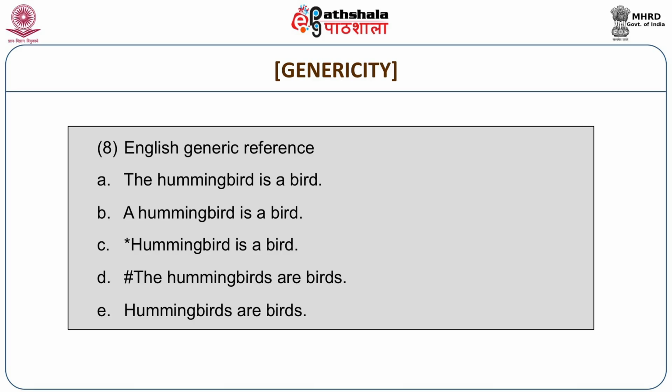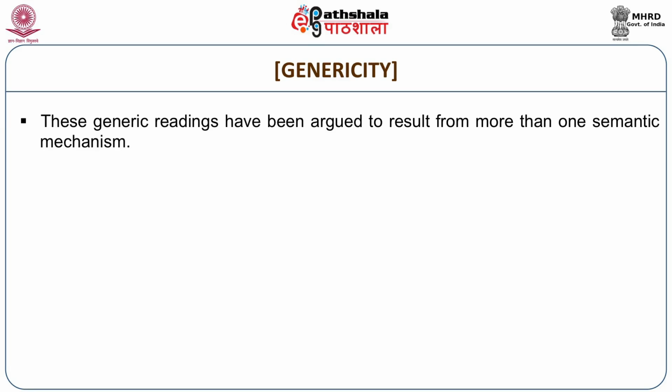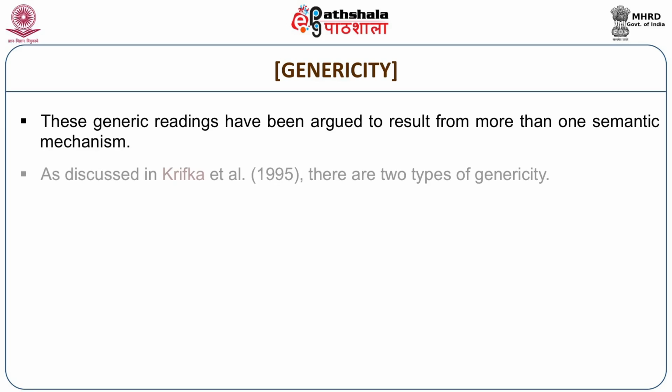Definite plurals, on the other hand, lack a generic reading. So, if you said something like "the hummingbirds are birds," the only reading available is that some salient set of hummingbirds, for example, the ones in the garden, are birds. Generic readings have been argued to result from more than one semantic mechanism. As discussed by Krifka and his colleagues, there are two types of genericity.